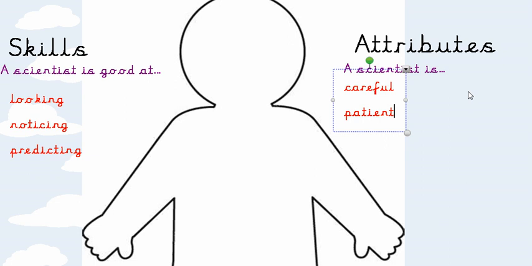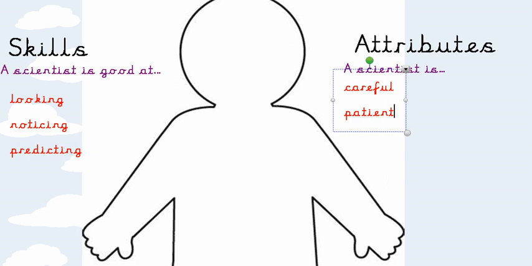Now, children, please do challenge yourselves. If you want to put these in sentences, a scientist is good at looking, and that's absolutely fine. If you just want to list them, that's no problem at all, okay? And by the end, you should have a lovely poster with your outline of a scientist in the middle. Again, if you want to make that look like you, that's fine, because you're going to be scientists during this learning journey. And then you can do 2 columns on each side, lists of skills and attributes, or if you want to turn those into sentences, that's fine with me.